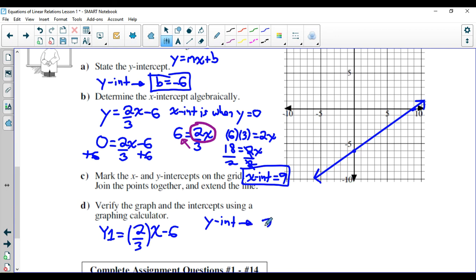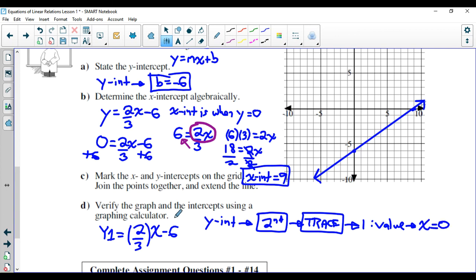then you'd hit trace. And then you'd select number 1, which says value. And then it'll tell you to input a value of x. The y-intercept is when x equals 0.